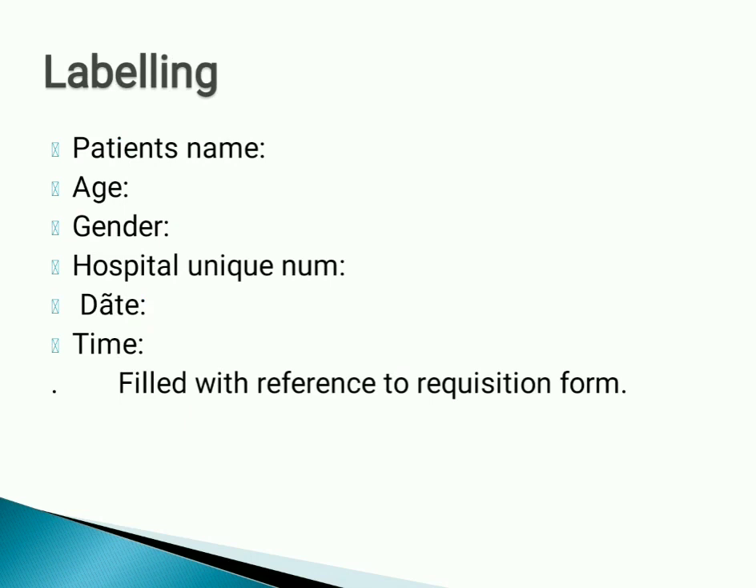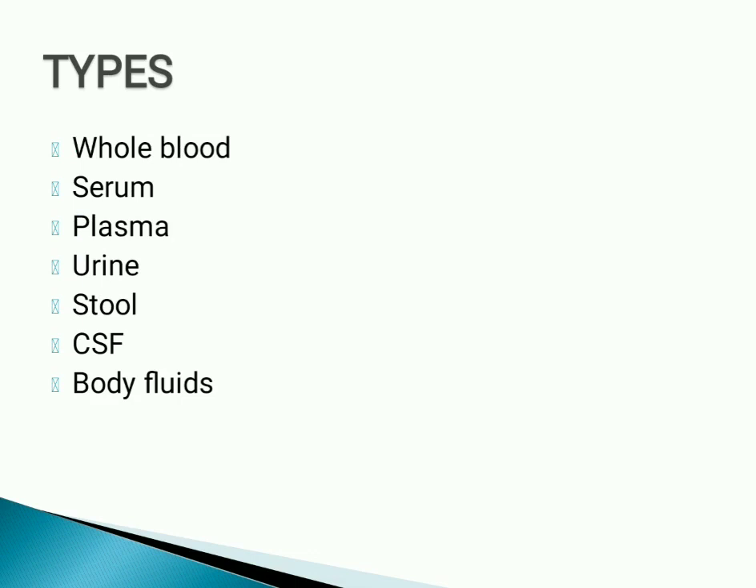After we are safe, we should label the appropriate container with patient name, age, gender, hospital unique number, and date and time of collection. This is filled with reference to the requisition form. Now, types of specimen. We can collect different types of specimen from a patient. It may be whole blood, serum, plasma, urine, stool, CSF, or body fluids.